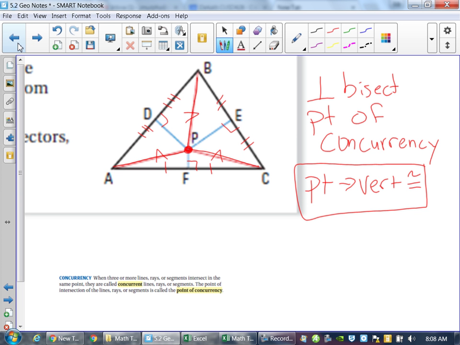So this point, did you hear that one? This point is called the circumcenter. Wait, what?